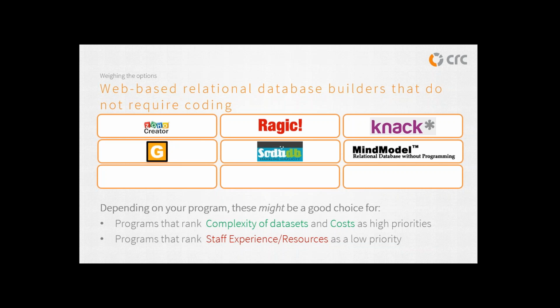I think all of these, their names are pretty self-explanatory of what they are, except the G stands for Grubba. They won't support your case management or outcomes tracking right out of the box the way the commercial off-the-shelf one will. But eventually they could get you there. The thing is you may need to hire someone to help you to do this. So that's why this is for programs that rank staff experience and resources as a low priority. So they do have either some staff who are experienced enough to do this, or they have some of the monetary resources to hire someone who could help out with this.